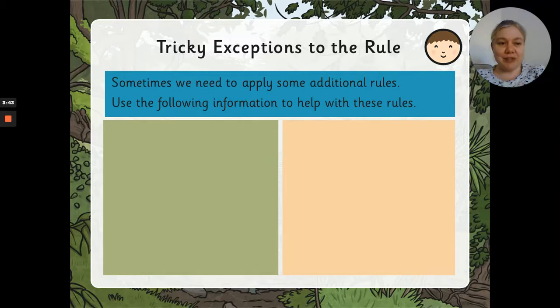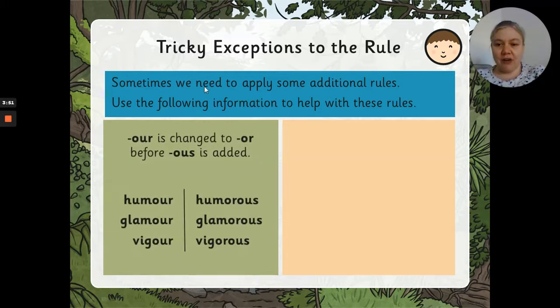Now, just like some of the suffixes that we've learnt previously, there are some exceptions, and we're going to look at some of those now. So the first one is if the word ends in OUR. If the word such as humour, glamour or vigour ends in OUR, and we can see that ending there, then we have to change that into OR. So we're basically taking the U out before we add the OUS suffix onto the end.